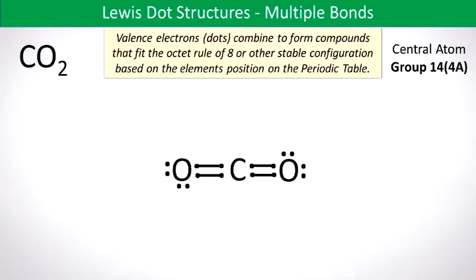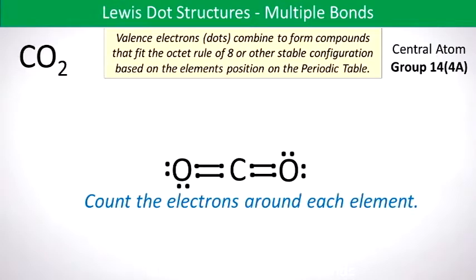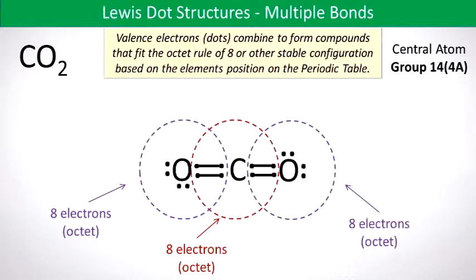Then we just clean that up a little bit, and there we have the Lewis structure for carbon dioxide, and we can check that by counting the electrons around each of the elements. We do that by drawing circles around the electrons. We have 8 electrons on the central atom and 8 electrons on the peripheral atoms as well, and therefore we have a completed octet in carbon dioxide.